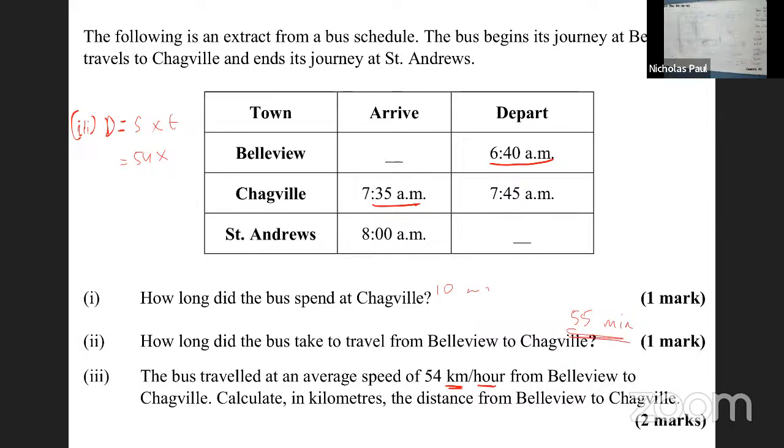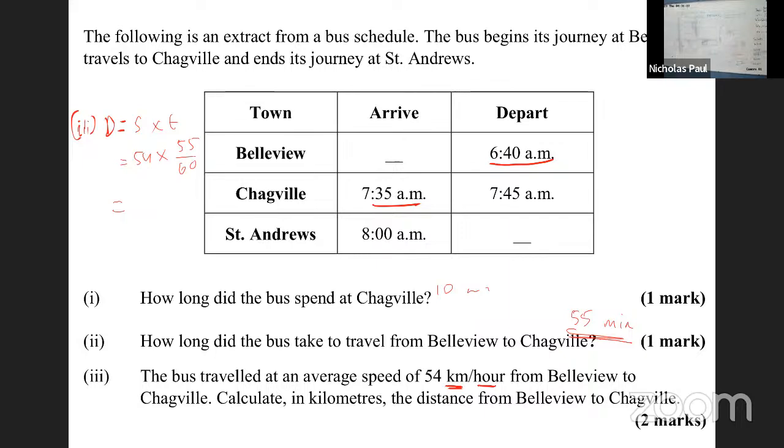How do you convert 55 minutes to hours? Any ideas? How do you convert 30 minutes to hours? 30 divided by 60, right? So how will you convert 55? Very good, Keshav. You divide by 60. That's okay? How much is that? 54 by 55 all over 60.